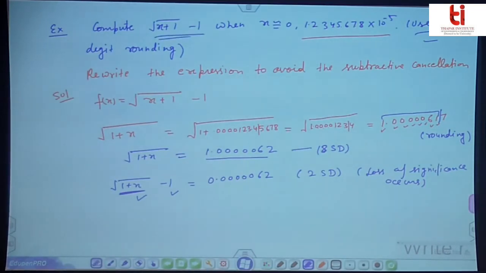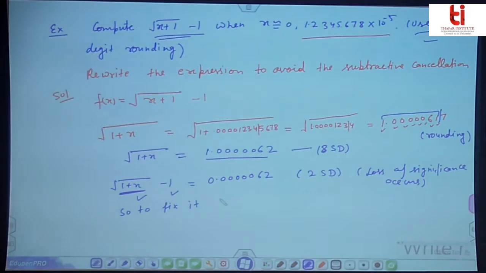How can we avoid this subtraction sign? In order to fix this problem, whenever we are losing significance, what should we do? We need to rationalize this expression. Why? Because there is a subtraction sign, and we will multiply.